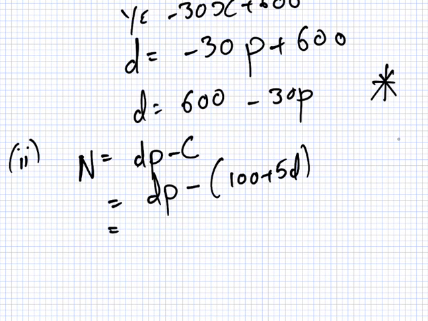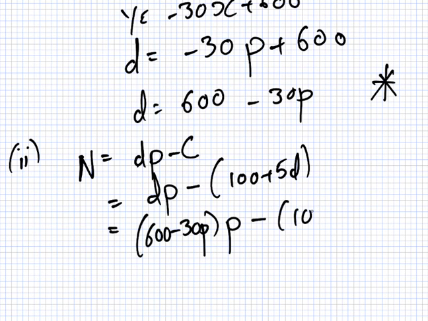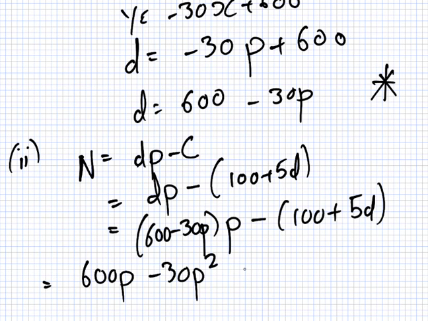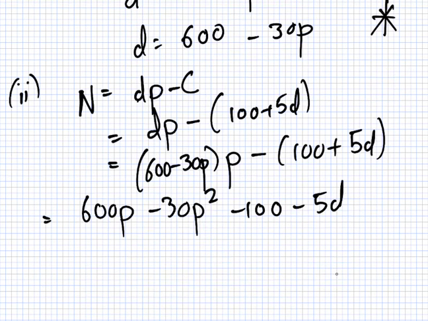So what we do is we sub in the D. We have DP minus that one there. So we just need to simplify this. It would be 600p minus 30p squared minus 100 minus 5d. So we get minus 30p squared.